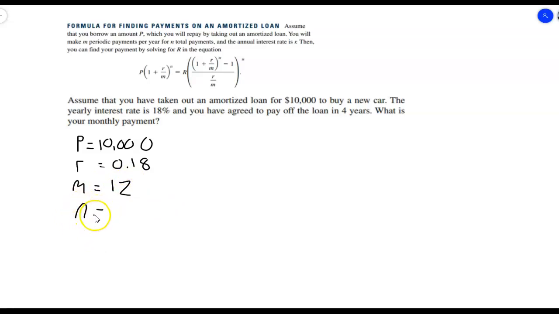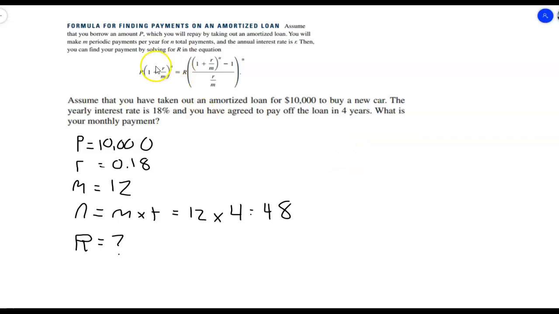Remember, N is going to be equal to M times T. So that's going to be equal to 12 times the number of years, which is 4 years. And that's equal to 48. All right, and I think we've got everything here. Oh, and then R, that's the monthly payment, and that's actually what we're going to be solving for.